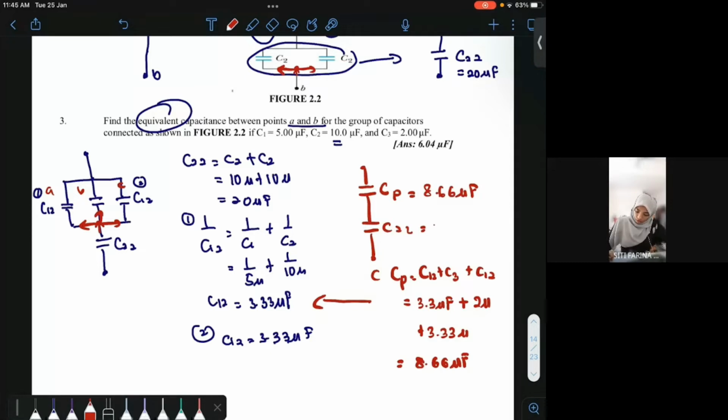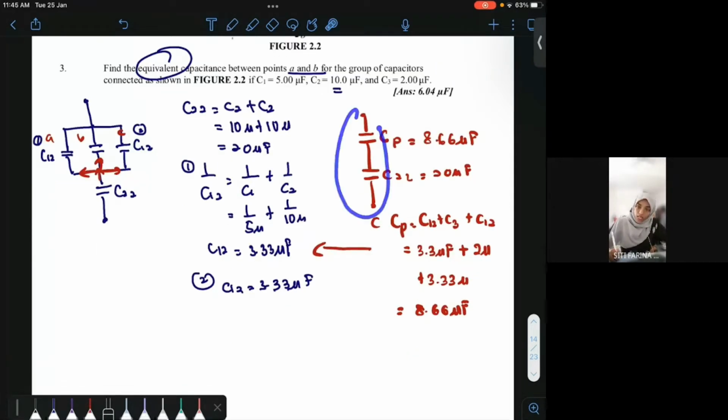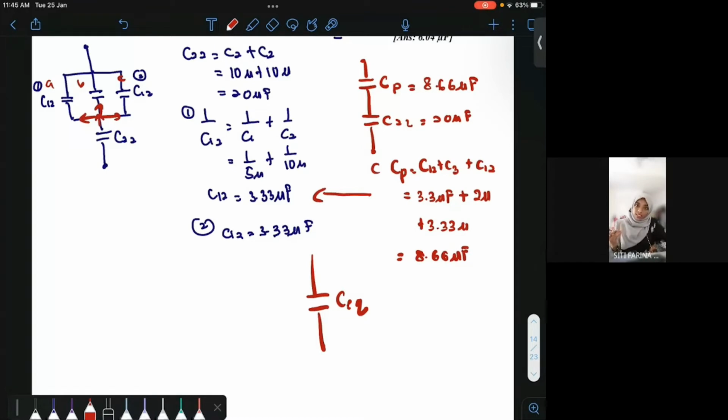C22 tadi 20 microfarad. So now, these two are in series. Okay, series, sebab current yang sama akan lalu. Tak ada junction. So, kamu akan dapat C equivalent yang paling last. This is what you have.